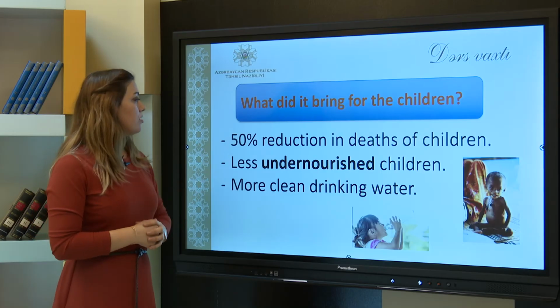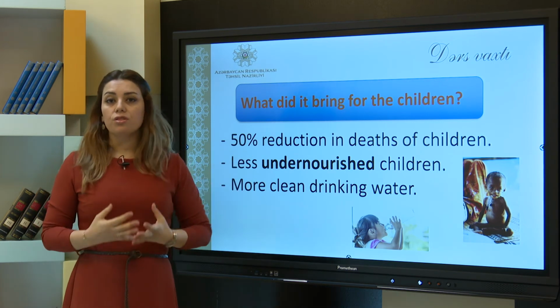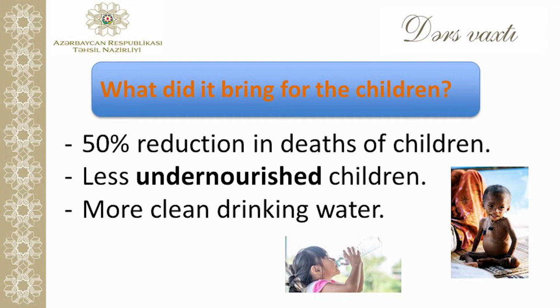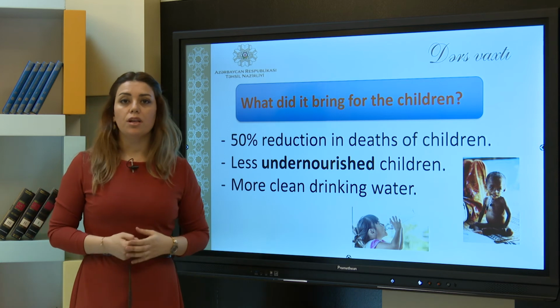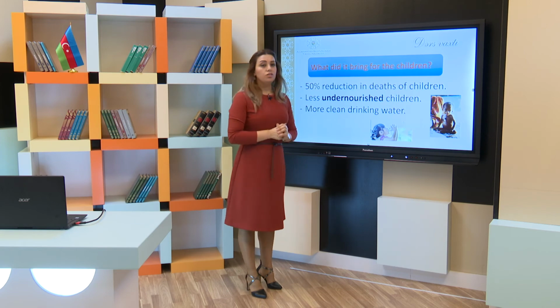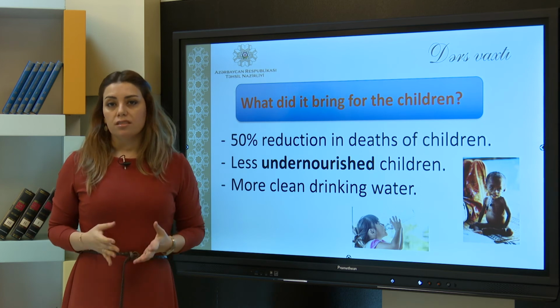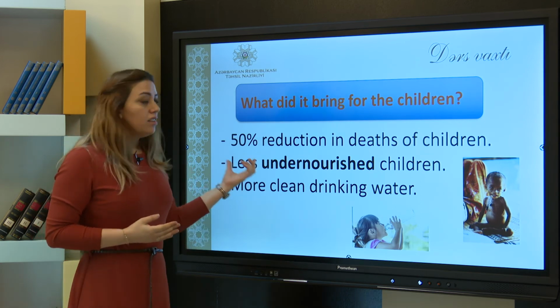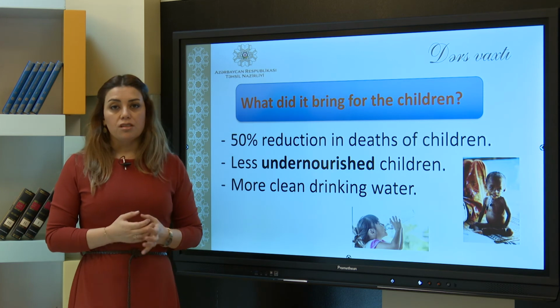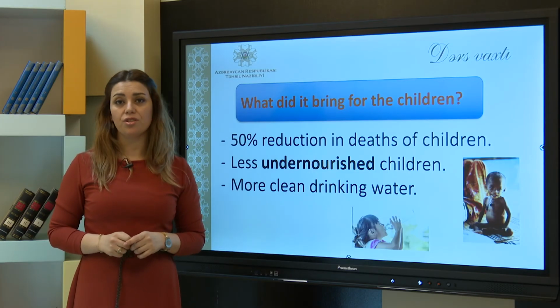First of all, a 50% reduction in deaths of children. This is a very important number. Children were dying before this convention, and this convention started to protect children, and as a result, the death rate reduced by 50%. This is a really big number. Secondly, fewer undernourished children. You remember the word undernourished. It means children who are abandoned, who are left. So there are fewer such children now, because this organization is protecting children. And finally, more drinking water. These are the benefits of the Convention on Children's Rights.